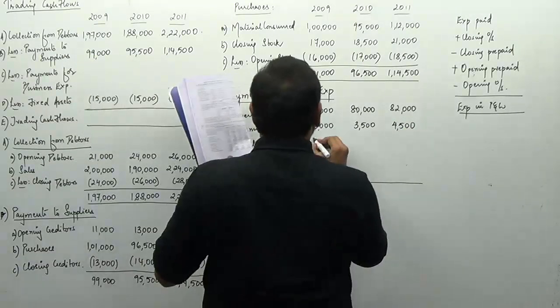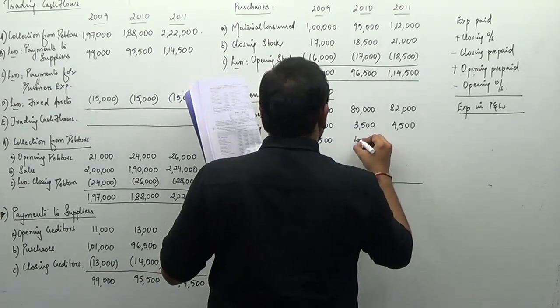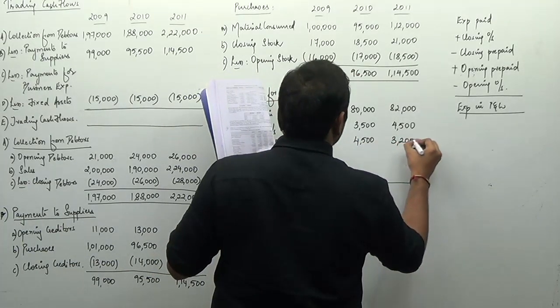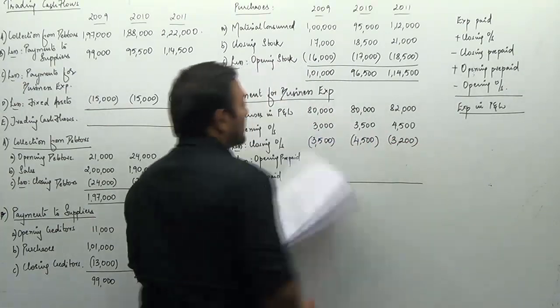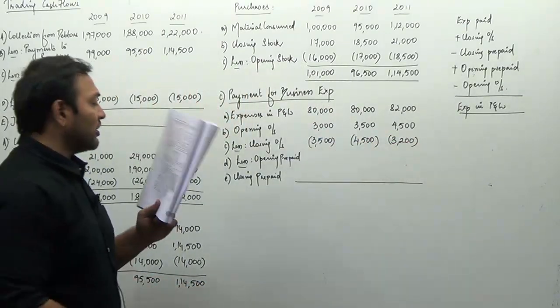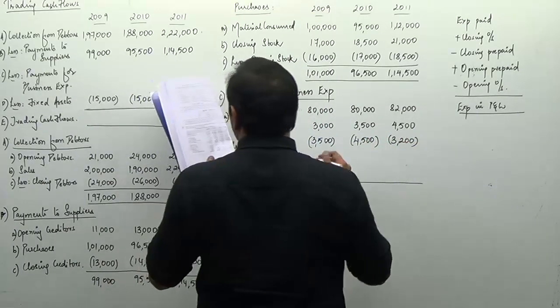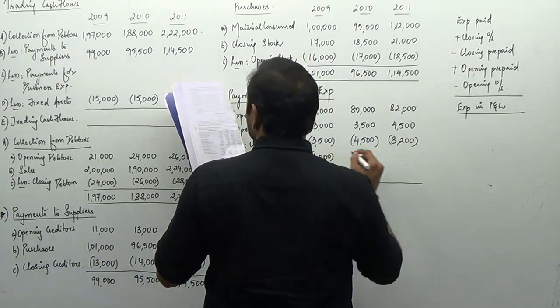Less closing outstanding, current year's closing balances 3500, 4500 and 3200. This should be reduced. Is closing outstanding included in current year's expenses, but they are not paid during the current year. Less opening prepaid. Last year's closing prepaid is current year's opening prepaid. 1000 reduce.